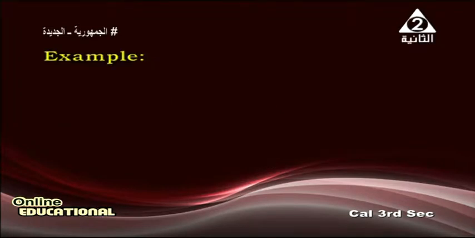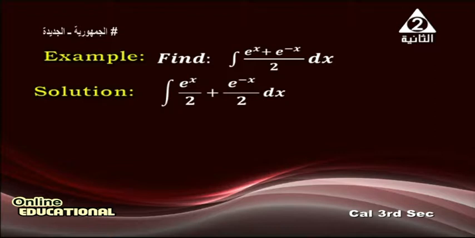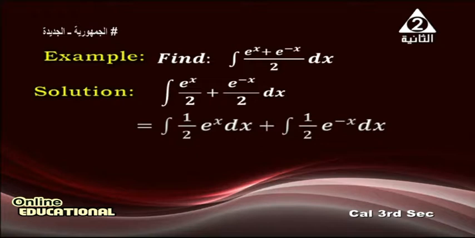Another example. Find the integration of e to the power x plus e to the power negative x, all divided by 2, dx. We can write this function as the integration of e power x over 2 plus e power negative x over 2 dx. And we can find the integration of each term, like the integration of half e power x dx plus the integration of half e to the power negative x dx.